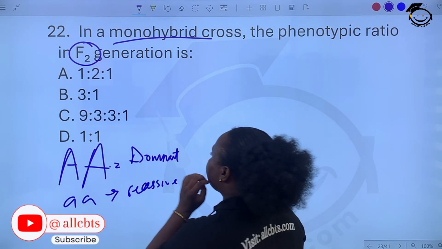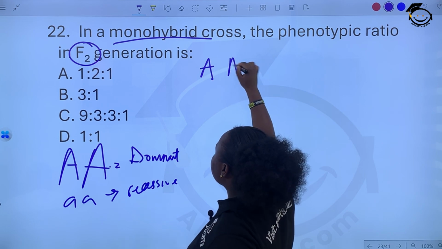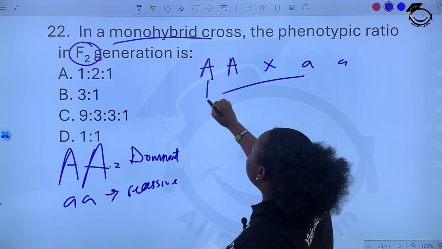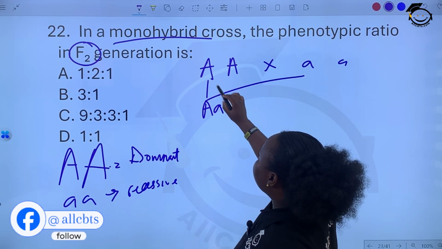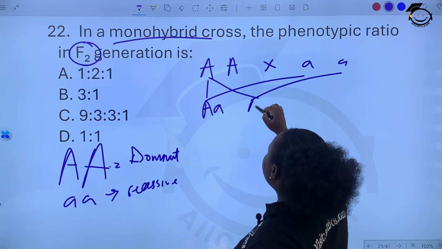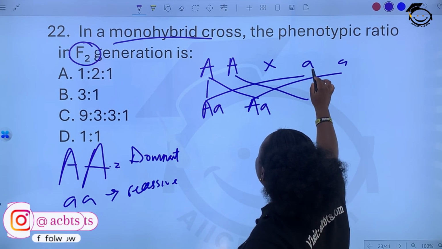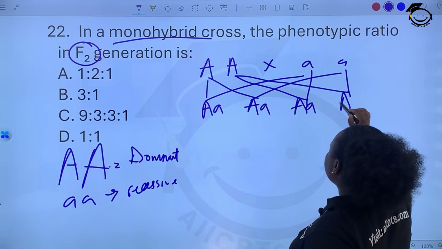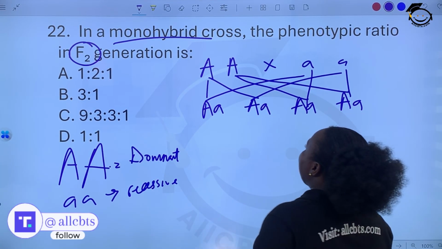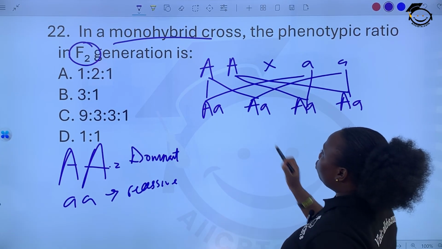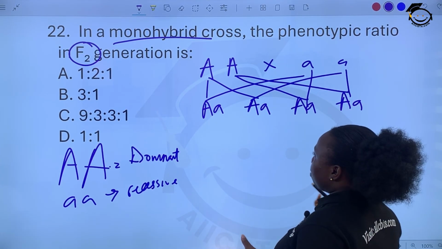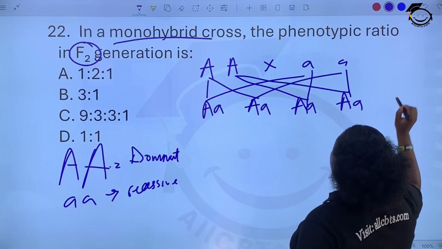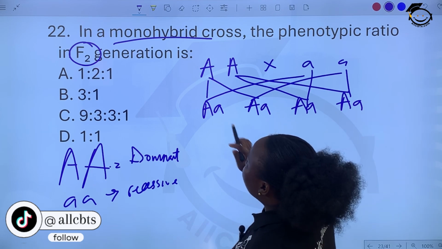Let's do that. That's capital A with small letter a. If we cross that, we get capital A and small a, another capital A and small a, another capital A and small a, and another capital A, small a. So here we have 4 heterozygous Aa, but we can say that the A is still dominant. So we have 4.